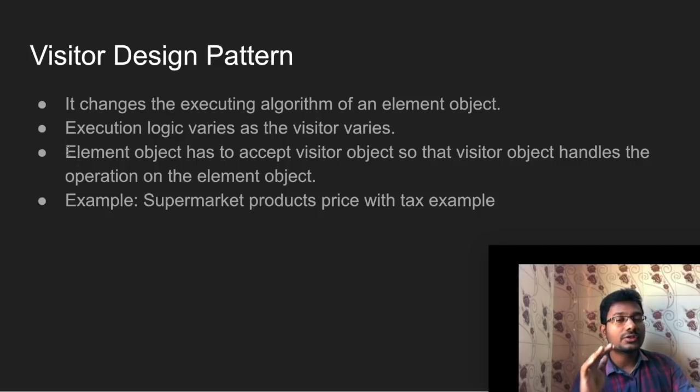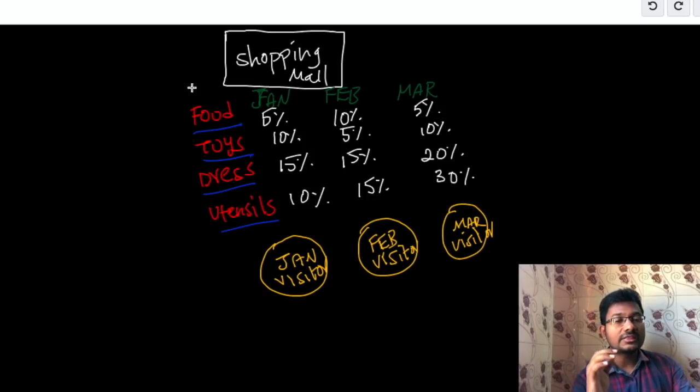And the third point states that the element object has to accept the visitor object so that the visitor object handles the operation on the element object. Here these are the four elements. These four elements need to accept the visitor objects so that the visitor object can execute its algorithm on the elements. So this is the simplest example where the visitor design pattern plays a major role in real life, in real time.